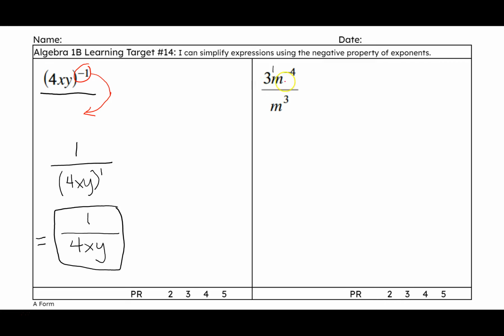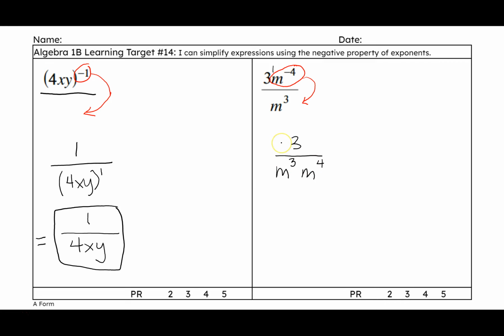This is multiply by 3 and divide by m 4 times. So this is what's going to move downstairs instead. Everything else remains as it is. Upstairs, we still have a 3. And in the denominator, I've got an m to the 3rd power. That is not going to move because it already has a positive exponent. We're just trying to rewrite these so the negatives are gone. And now that m to the 4th power is going to come downstairs, and it's going to be now a positive exponent. This is a correct answer.